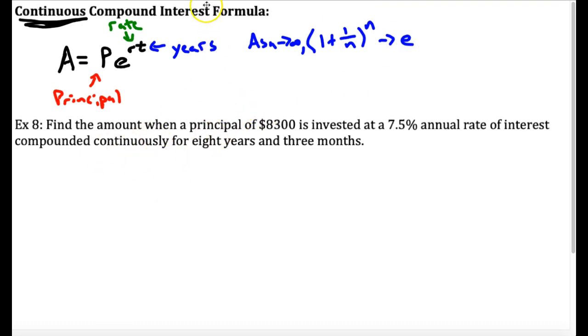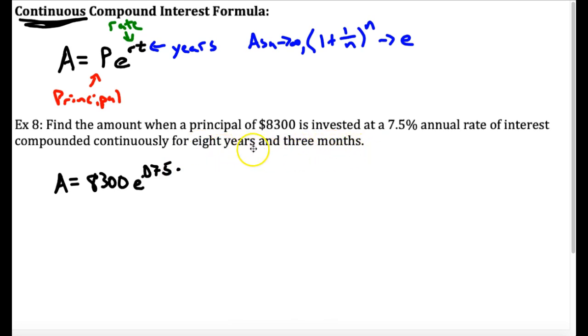So a problem could be something like find the amount when a principal of $8,300 is invested at a 7.5% annual interest rate, compounded continuously for 8 years and 3 months. Okay, so let's try to unpack what's going on here. So to plug these values into the formula, the principal amount is $8,300 times E, the number E, raised to the rate, so 0.075 is my rate, 0.075 times the time, so time is the number of years, so 8 years and 3 months.